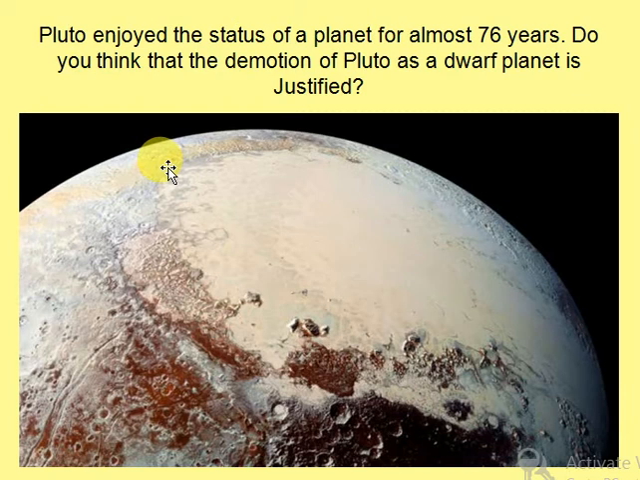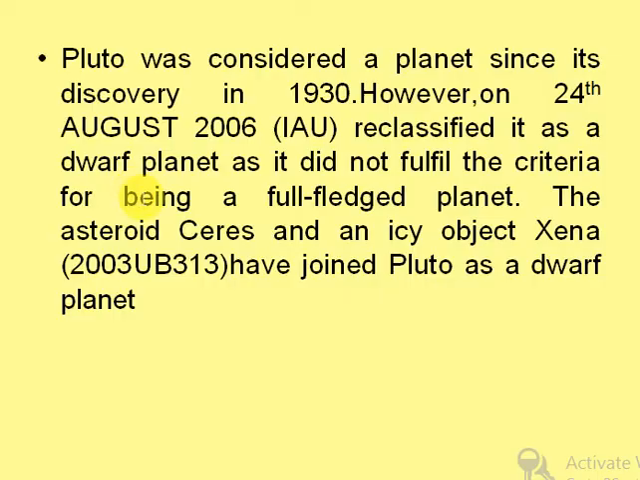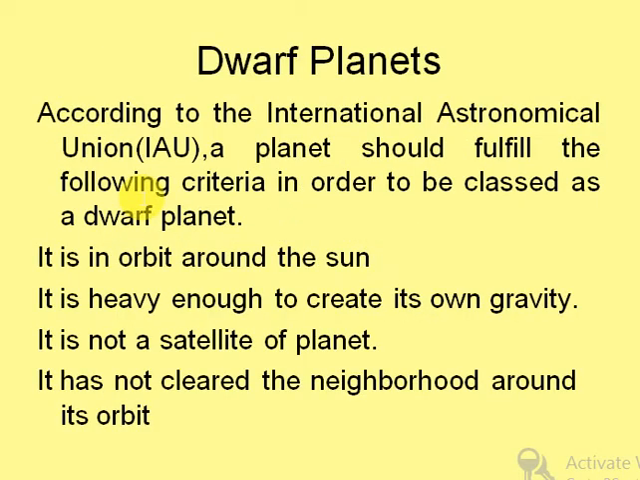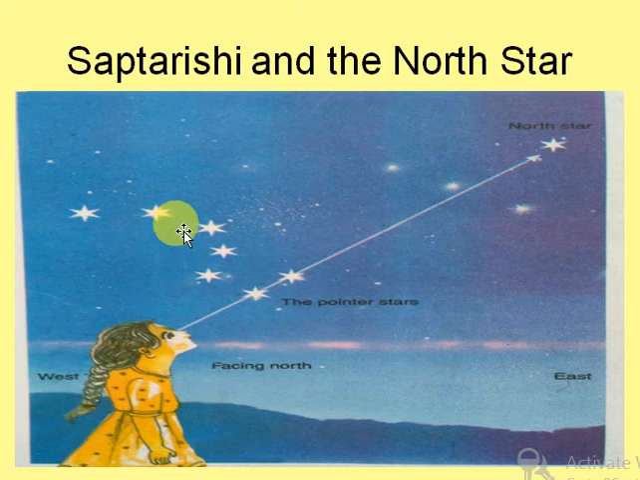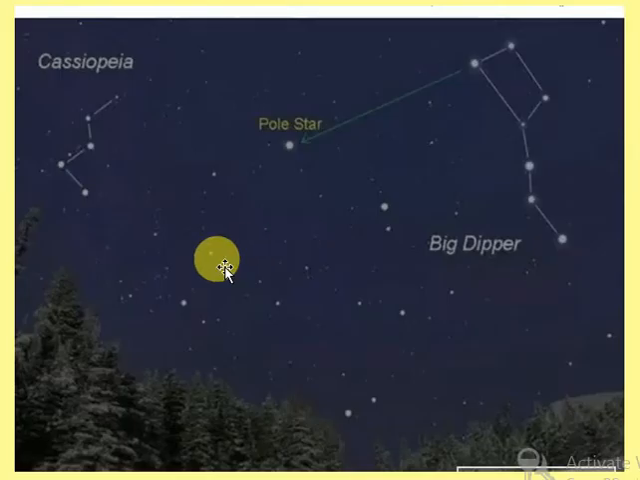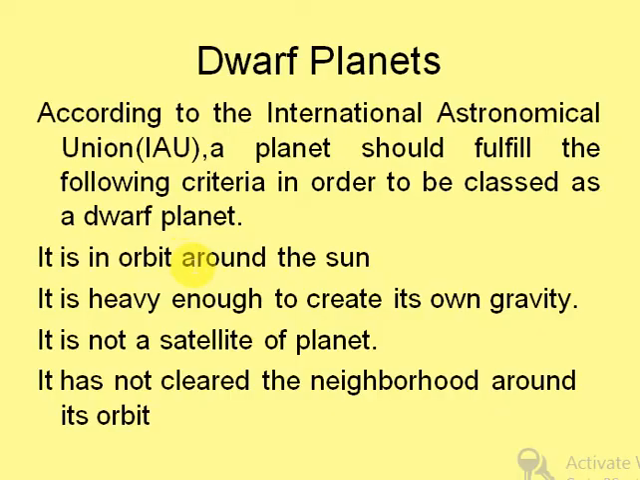So this was about the dwarf planet, and we did discuss about the planets and the other planets in our previous module. So this part about the dwarf planet was not covered there. I have discussed about it. We discussed about the Saptarishi, the pole star, how to locate the pole star, the north star, with the help of the Saptarishi. So all this is clear now.